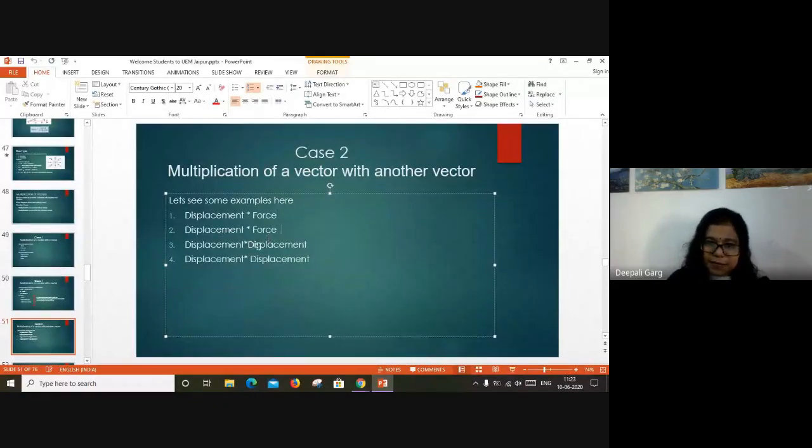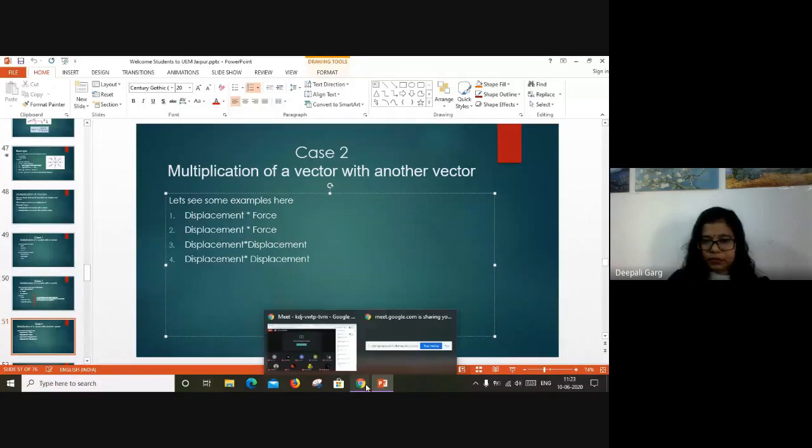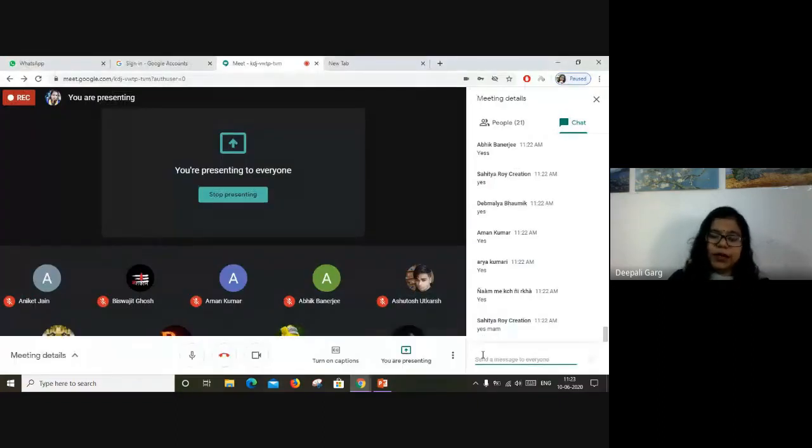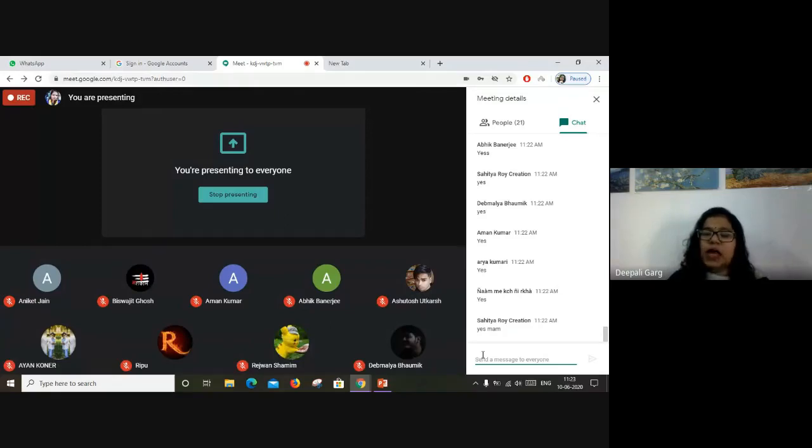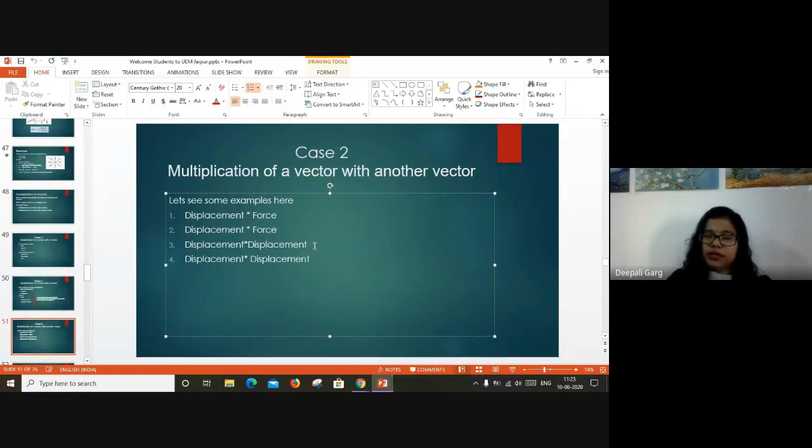Similarly, displacement into displacement. What will be displacement into displacement? Have you seen any example in physics where you multiply displacement with displacement? So displacement into displacement is either a projection, or when we try to calculate a normal perpendicular to the plane of the two vectors. So displacement into displacement is also giving a scalar, that is projection, and a vector, that is perpendicular to the plane of the vectors. So let's move on.